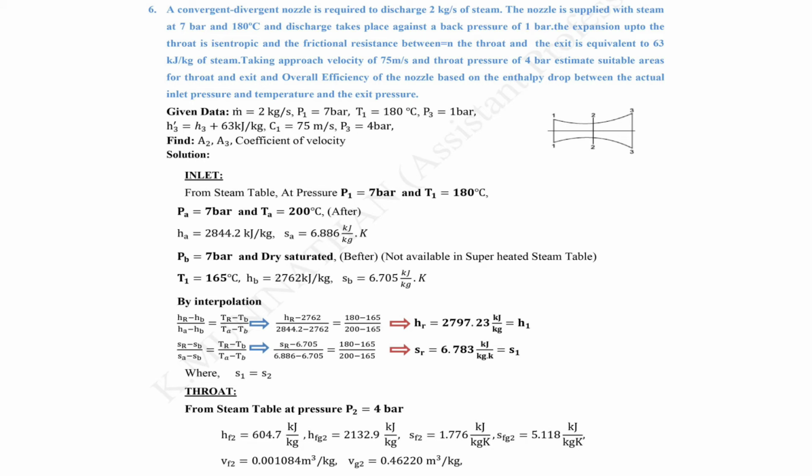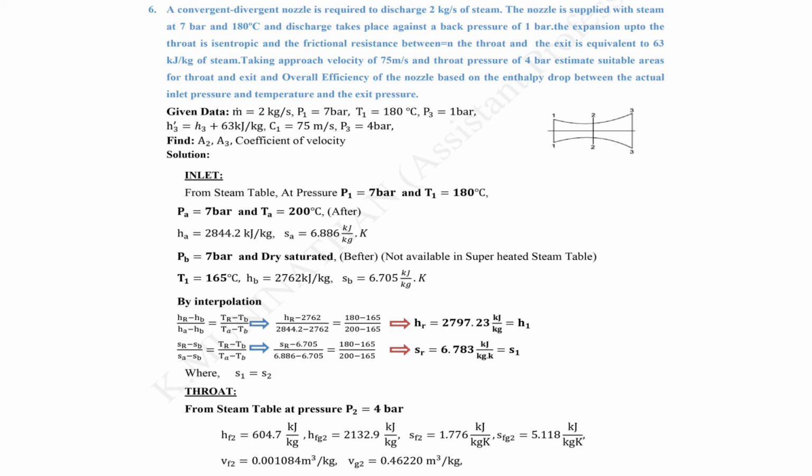Taking an approach velocity of 75 meter per second and a throat pressure of 4 bar, estimate a suitable area for the throat and exit, and the overall efficiency of the nozzle based on the enthalpy drop between the actual inlet pressure and temperature and the exit pressure. We know the data from the problem.